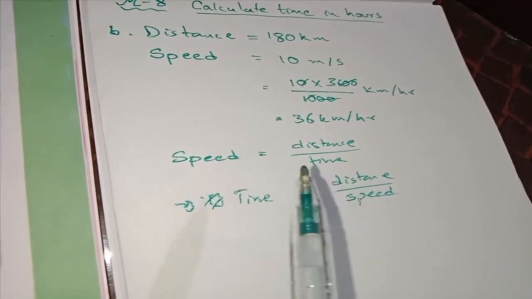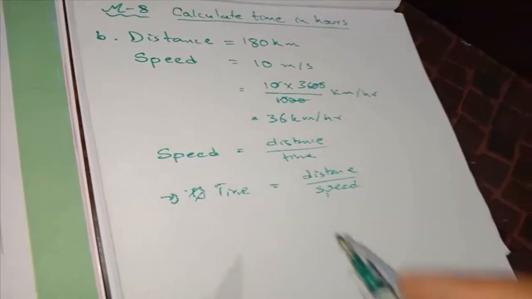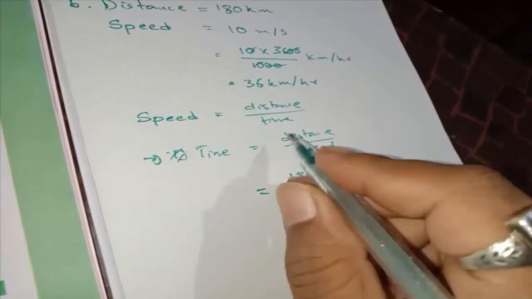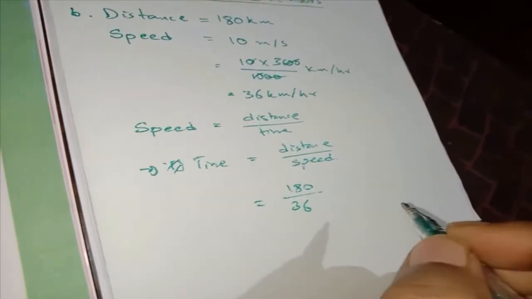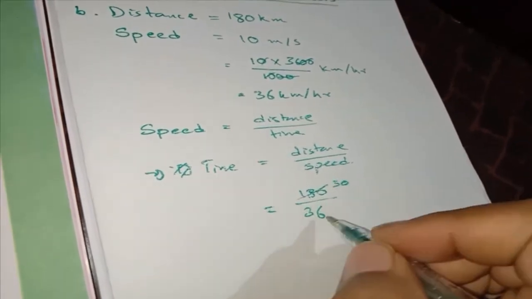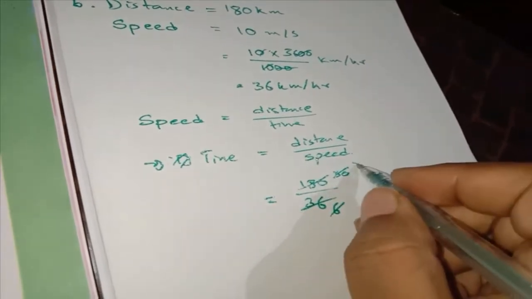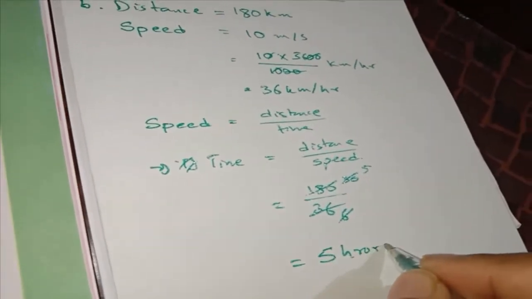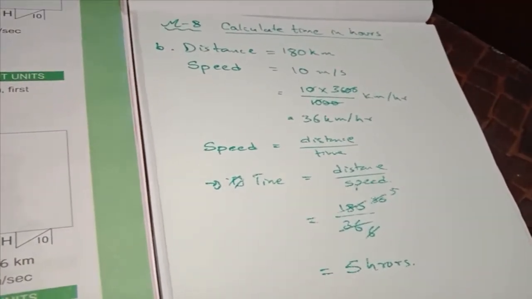Okay, now speed is equal to distance by time. We already know that. By cross multiplying, we get time is equal to distance by speed. Here distance is given 180 and speed is 36. So cancel out with 6, 30 with 6 times, and 6 5s are 30. So time will be 5 hours. So this is how you are going to solve all the problems in module number 8.